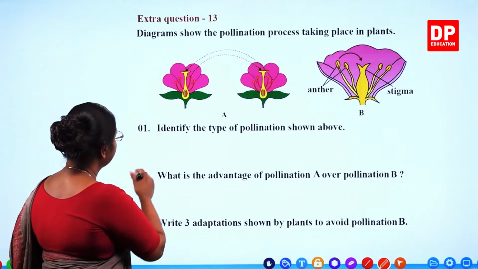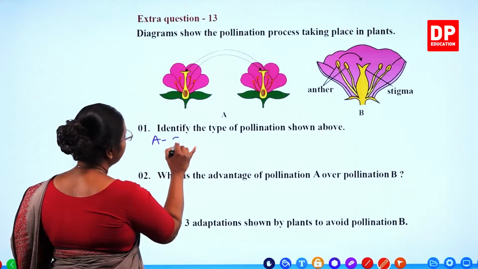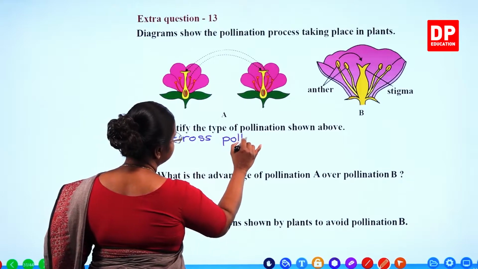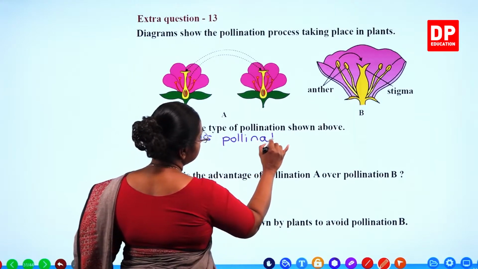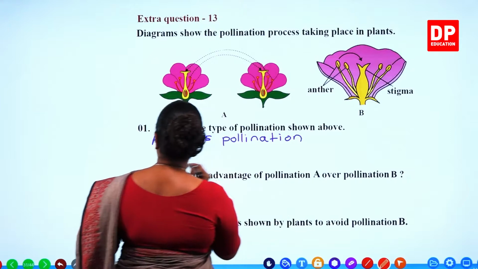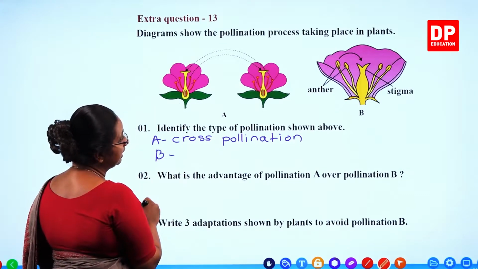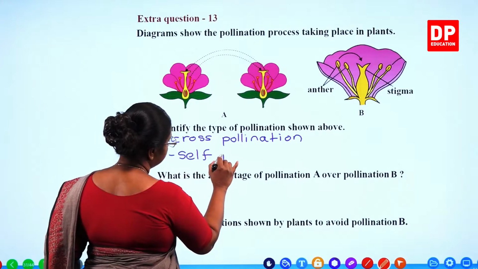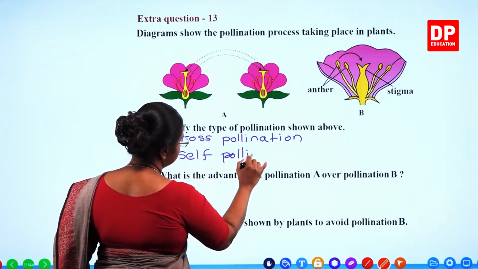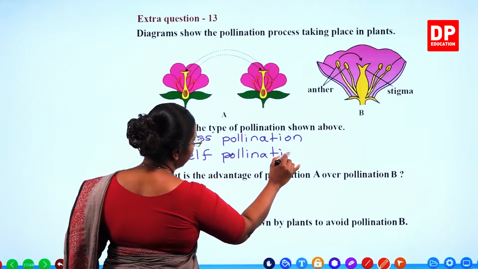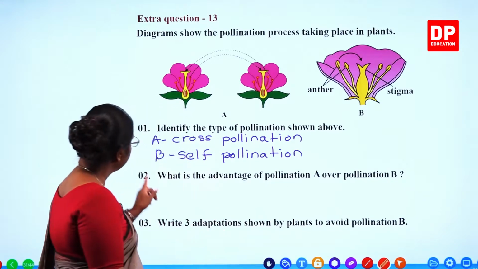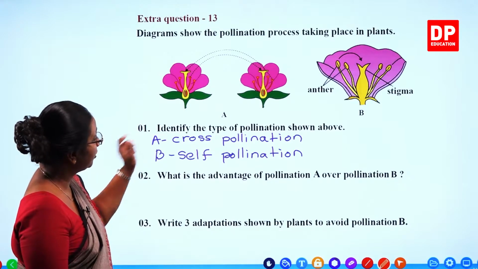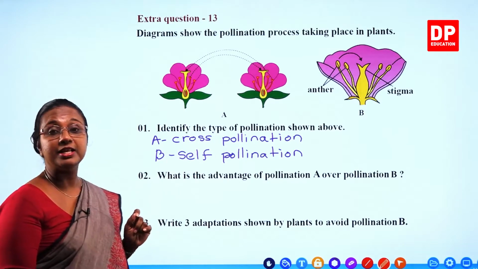So what is pollination A? It is cross-pollination. Then what is pollination B? That is self-pollination. Then the second question, what is the advantage of pollination A over pollination B?